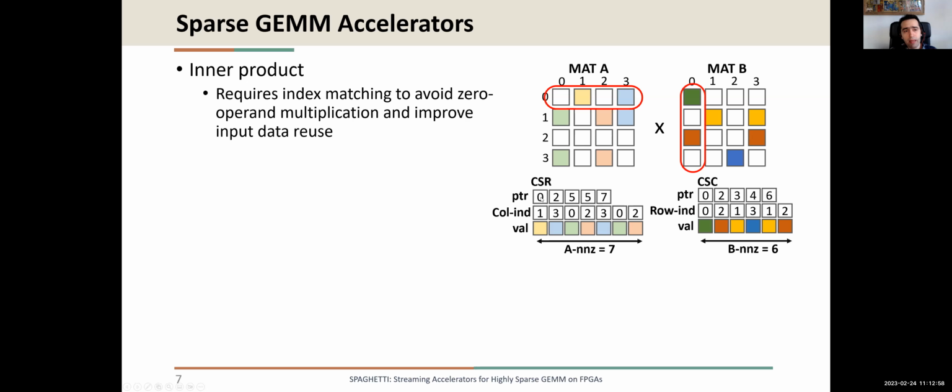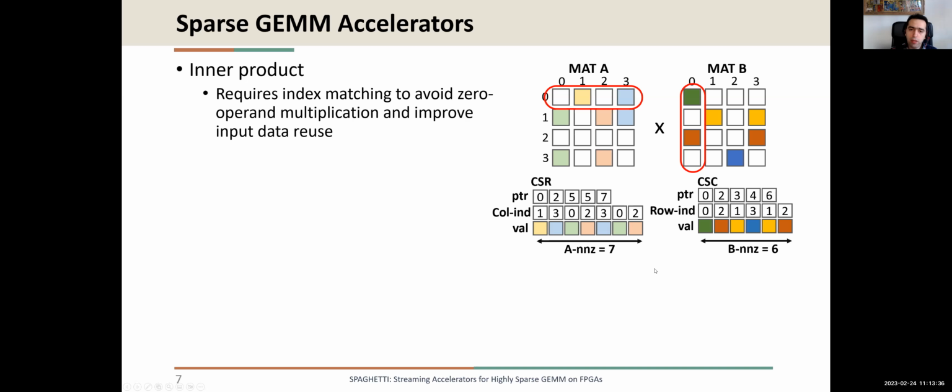The pointer array is like a differential array where the difference between every 2 consecutive elements shows the number of non-zeros that we have in that particular row. For instance, here in this case, 2 minus 0 equals 2. That means that we have 2 non-zeros in row 1. Then 5 minus 2 is 3, so we have 3 non-zeros in the next row. CSC is the same thing, but in a column-wise order.